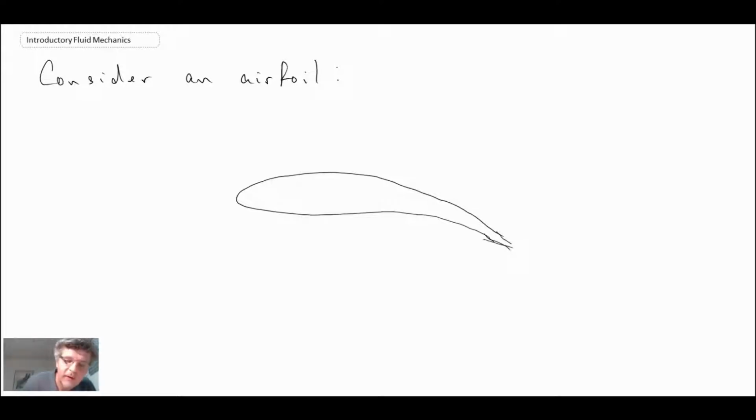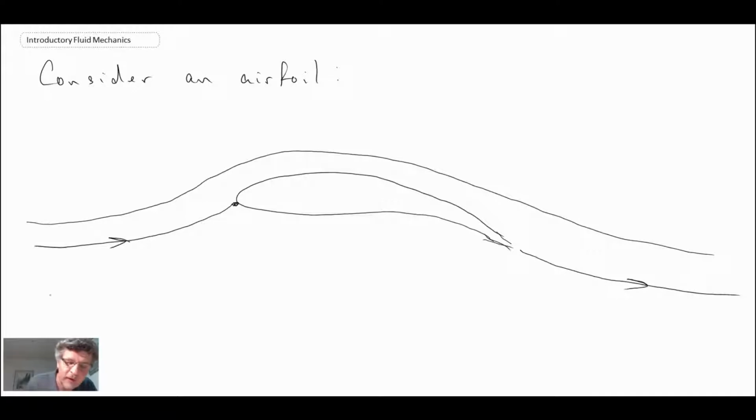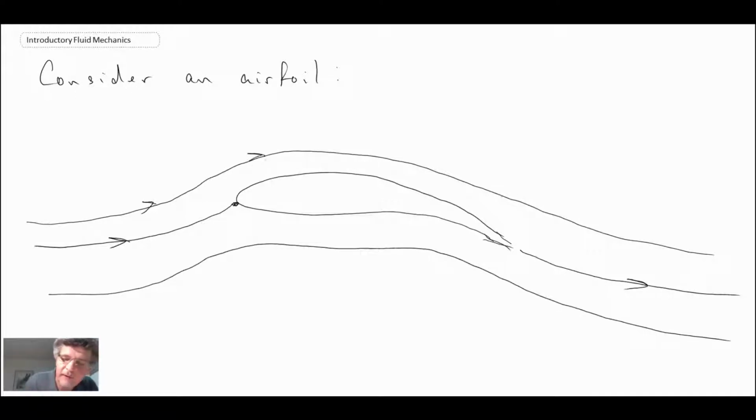And typically with an airfoil, you would have your streamline coming in. There's a point here that's called the stagnation point. We'll talk more about that later on. And then the flow off the trailing edge might look like that. You're going to have streamlines coming over the top, over the bottom. And so that would be the flow around an airfoil.